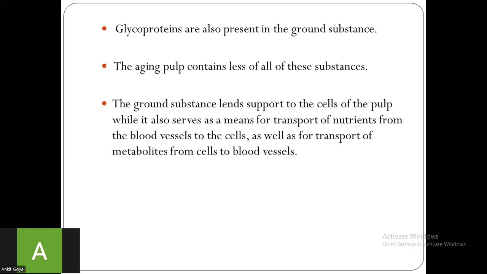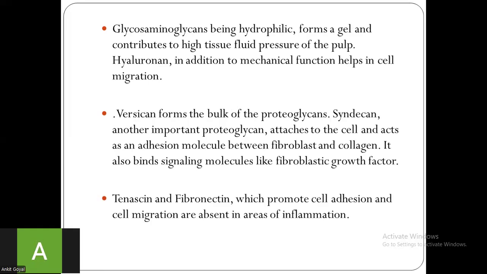The ground substance lends support to cells of the pulp, and also serves to transport nutrients from the blood vessels to cells, as well as metabolites from cells to blood vessels. Glycosaminoglycans, being hydrophilic, form a gel and contribute to the high fluid pressure of pulp, in addition to the mechanical function of helping in cell migration. Versican forms the bulk of proteoglycans. Syndecan, another important proteoglycan, is attached to the cell and acts as an adhesion molecule between fibroblast and collagen.